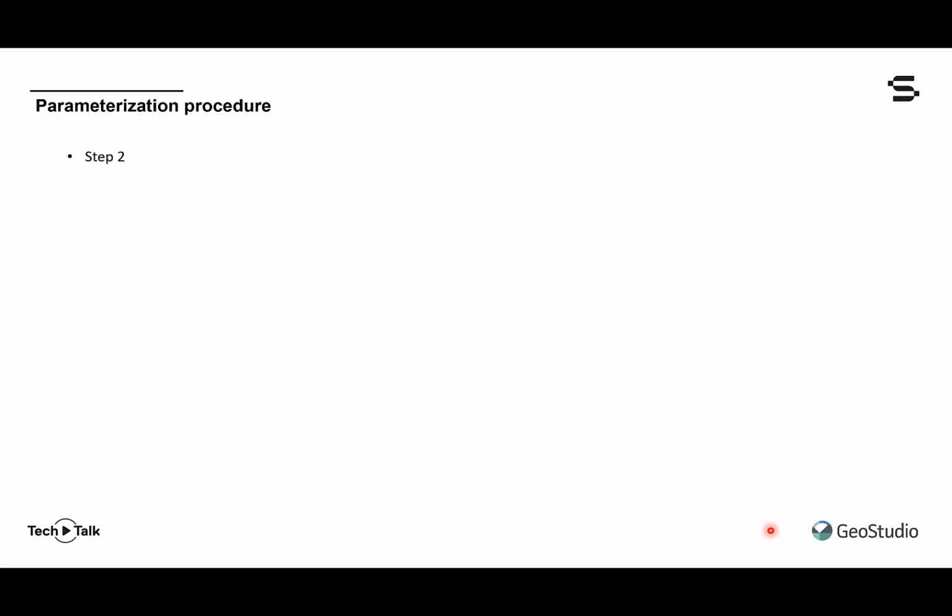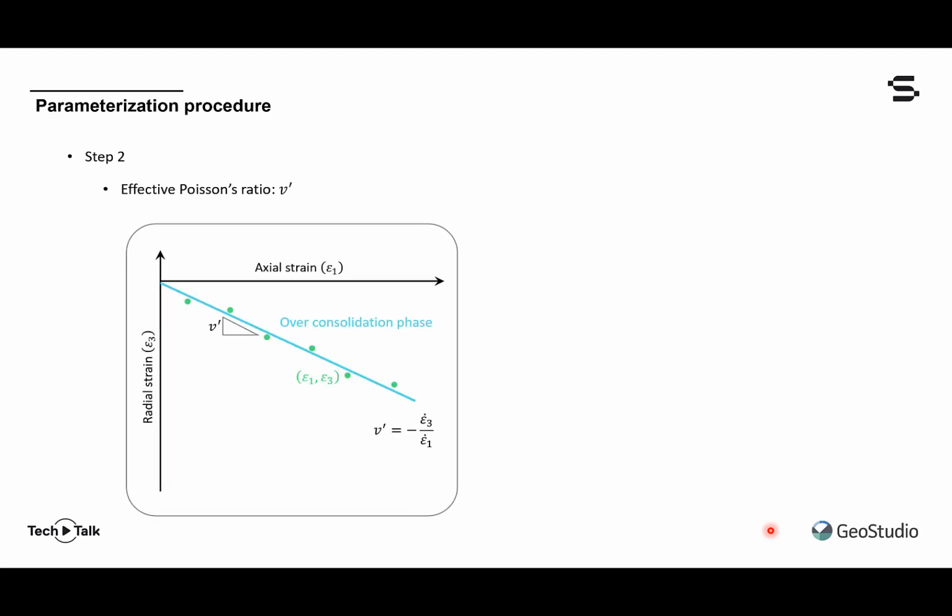The second step of the calibration procedure is to determine the effective Poisson's ratio. Poisson's ratio is defined as the ratio of the change in the element's radial strain to the change in its axial strain. It's important to remember that Poisson's ratio is a purely elastic constant, and so the branch of our test that we used to obtain Poisson's ratio has to be from either a reloading branch or an unloading-reloading branch.